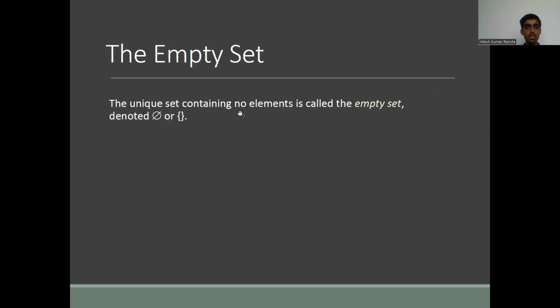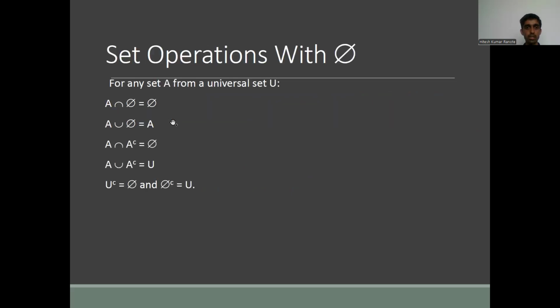Next, the empty set. The unique set containing no elements is called the empty set and is denoted by phi. These are some properties of the empty set with the universal set. If we have a set A, then A intersection phi is equal to phi, and A union phi is equal to A. A intersection A complement is equal to phi, and A union A complement is equal to the universal set. And the universal set complement is equal to phi, and phi complement is equal to U.